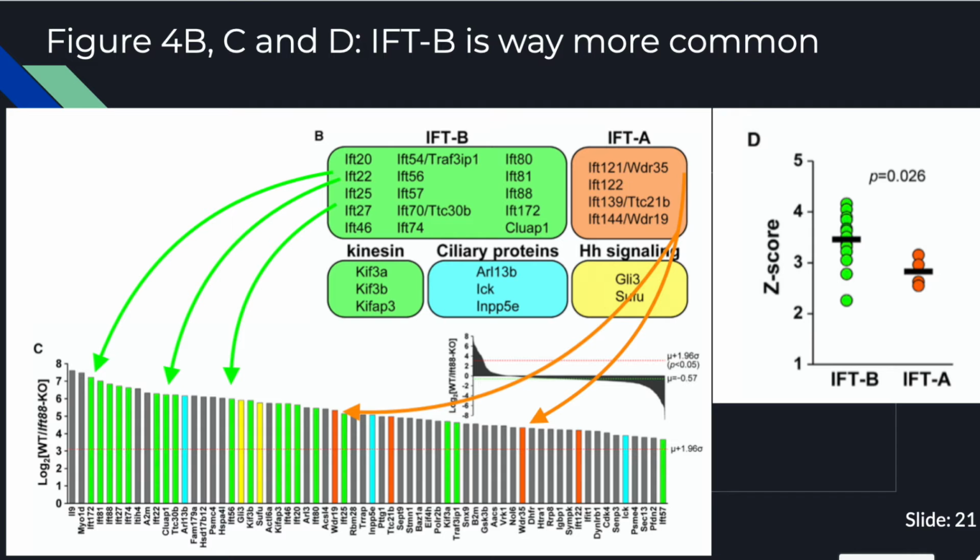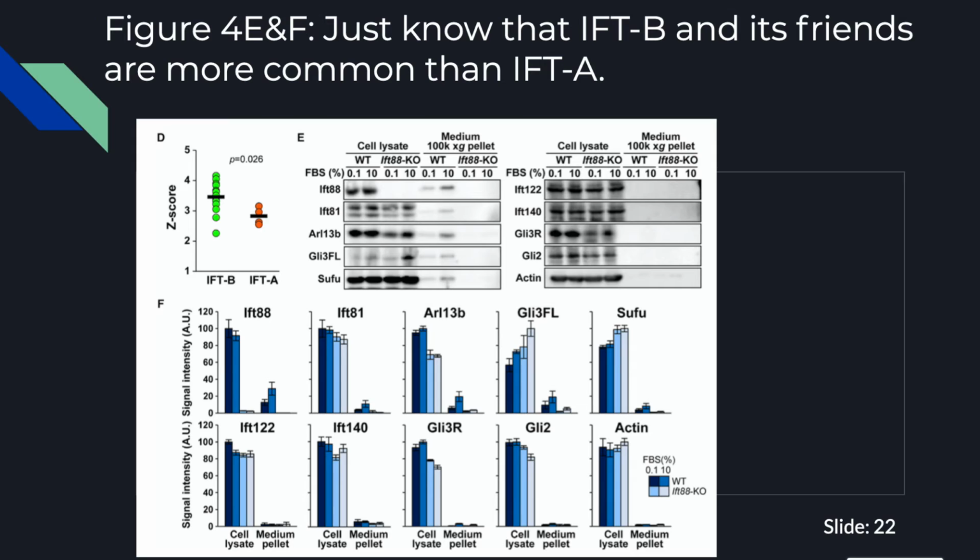Going deeper, the researchers found that even at the protein level, there was way more IFT-B stuff like ARL13B, IFT88, and IFT81 that was detected, whereas IFT-A stuff like IFT122 and IFT140 were barely even present. The researchers made figures E and F to try and summarize all this. So, what does this all mean?